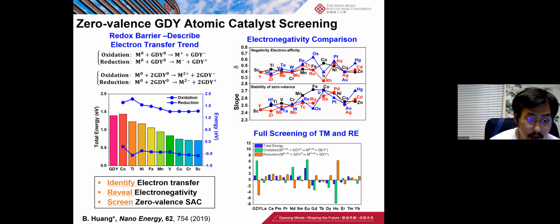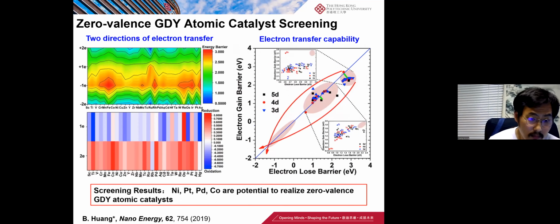Based on this model, we have globally searched all the transition metals and rare earth metals for their anchoring on the GDY systems. The electroactivities, electronegativities, and stability of all atomic catalyst candidates have been compared. Through a detailed investigation of the electron transfer capability, we can screen out the most promising zero valence SAC. With the redox model, we have also mapped out the energetic resolution of side-to-side charge transfer in two directions.